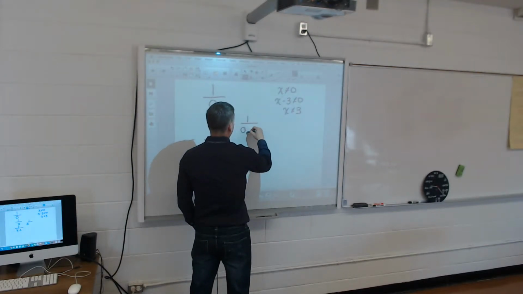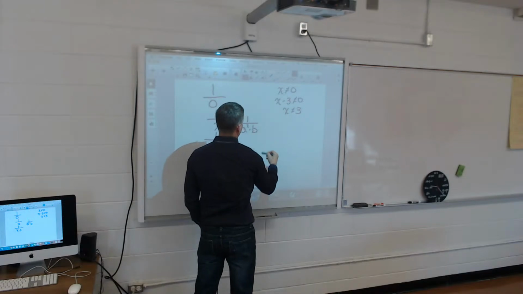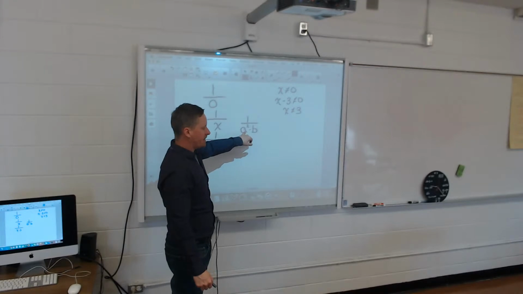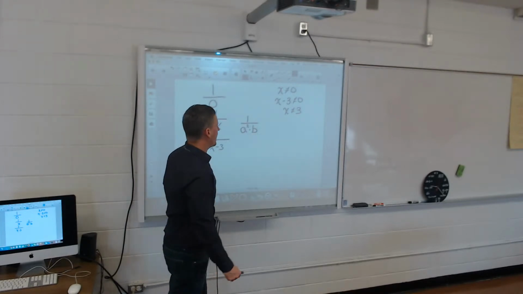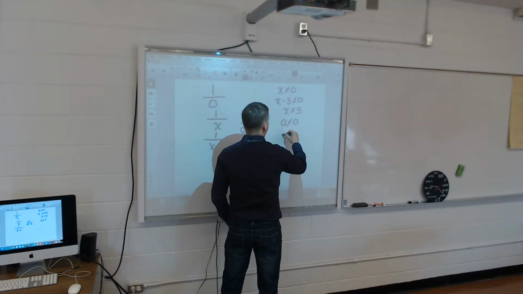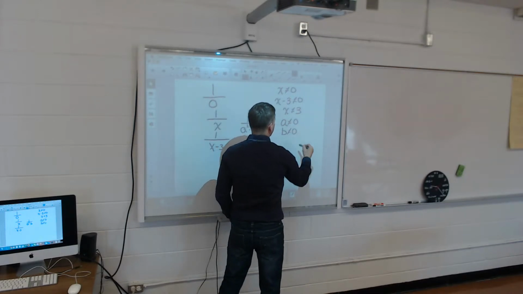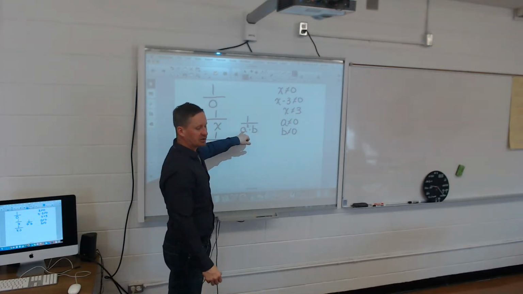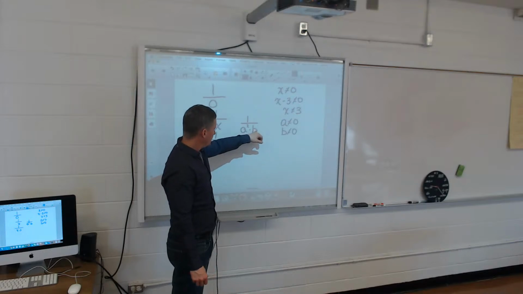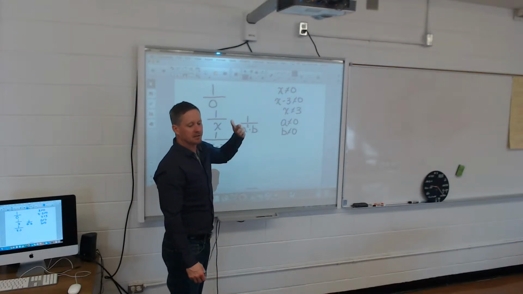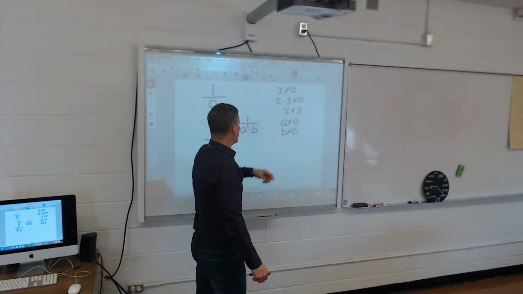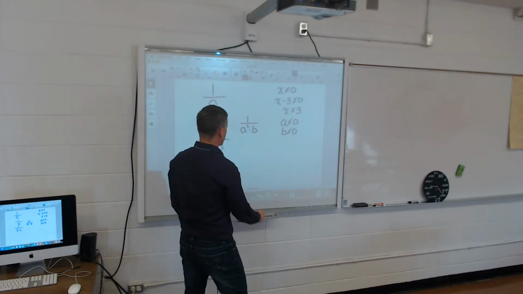If I have something like a squared b, that means that a can't be 0 and b can't be 0 either. So I write that twice. I say, okay, a can't be 0 and b can't be 0. Because if a is 0, 0 squared is still 0, and 0 times b is 0. If b is 0, then 0 times a squared is still 0. So I can't have a 0, therefore a or b can't equal 0 in that case.